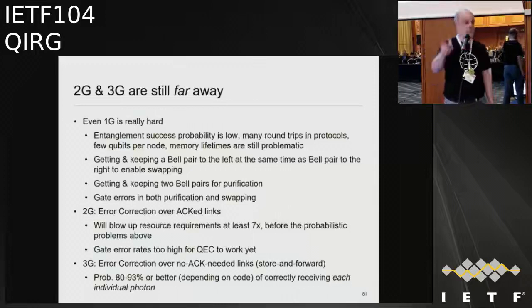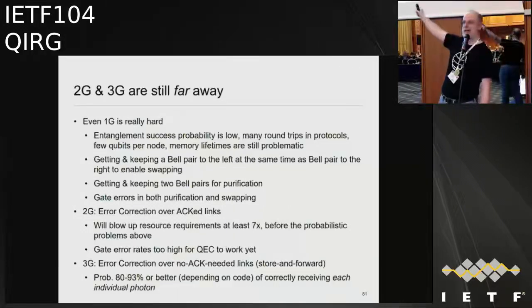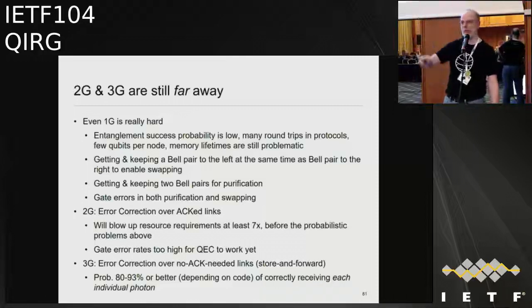So you've got to get from this 5 to 10% she can achieve in the lab today, to 80 to 90% success rate in detecting every single photon. So those 3G networks, which would be real store and forward networks, the same way the data plane on the internet runs today, those are a long ways away.